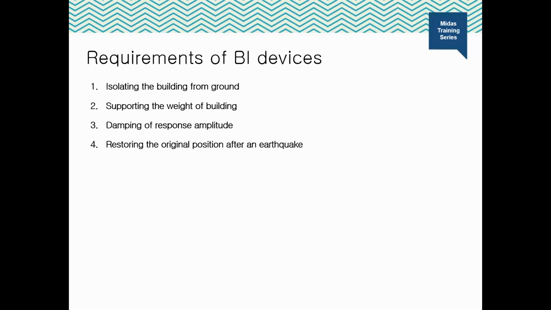Therefore, if we summarize the prerequisites of a good base isolator, then we will have the following things in it. Capability of isolating the structure from the ground, so that seismic force is not transferred to the superstructure. The base isolation device should be strong enough to take the vertical load of the structure. Damping should be enough to have a significant base isolation result, and it should be capable of restoring the structure to its original position after the earthquake.